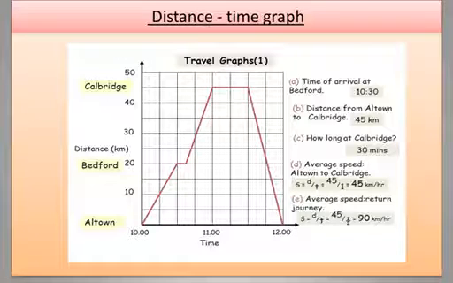Okay, so this is the graph. Now we will see the questions and the answers. Question number A is time of arrival at Bedford. Bedford means the place name. Okay, we will see where Bedford is coming.